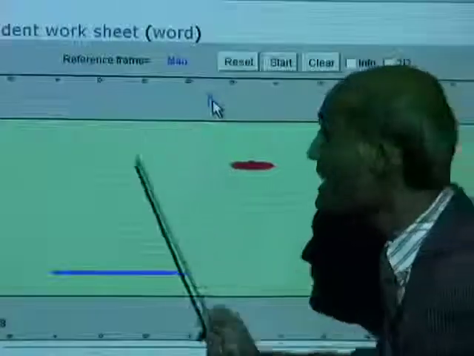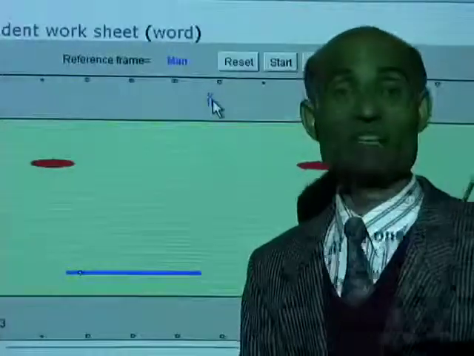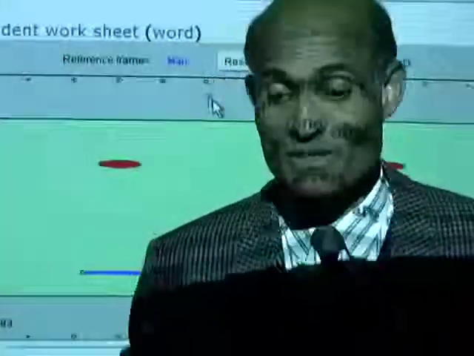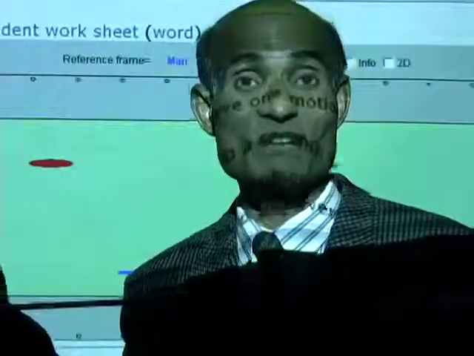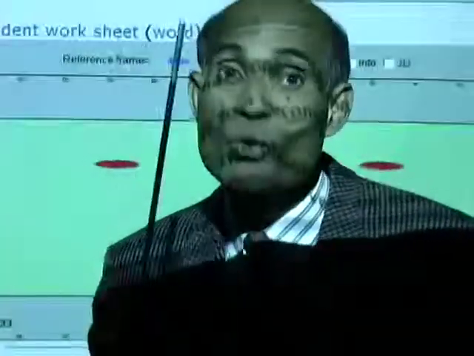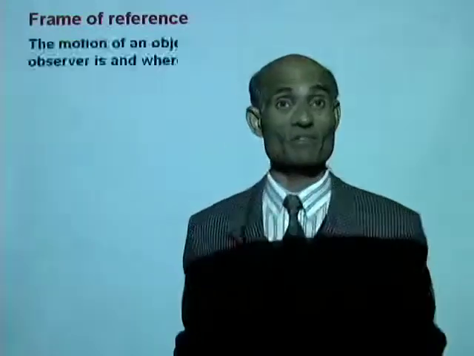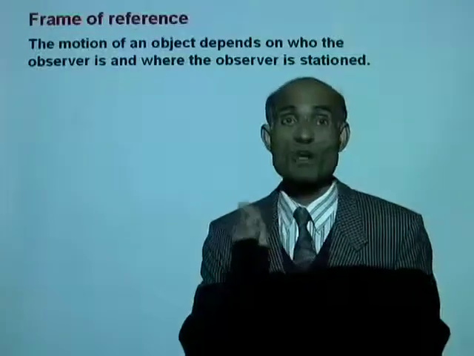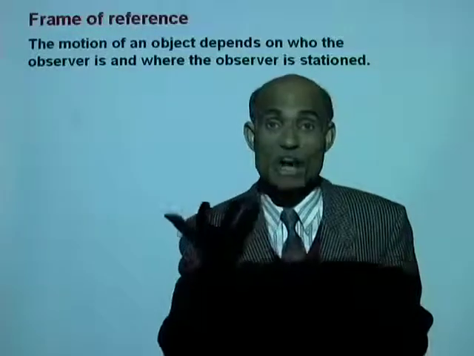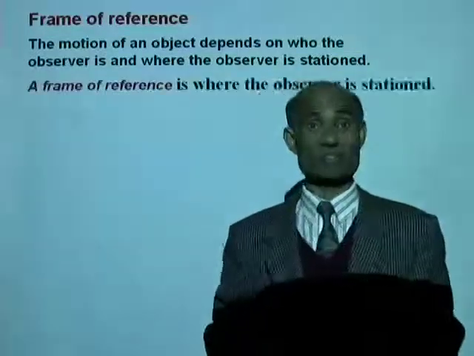Okay, I think I'm going to leave it for you to play around with. This is a very interesting phenomenon to study motion. What does it tell you? It tells you that motion is relative. It depends on who looks at from where. This now leads us to the concept of frame of reference. Well, the motion of an object depends on who the observer is and where the observer is stationed.